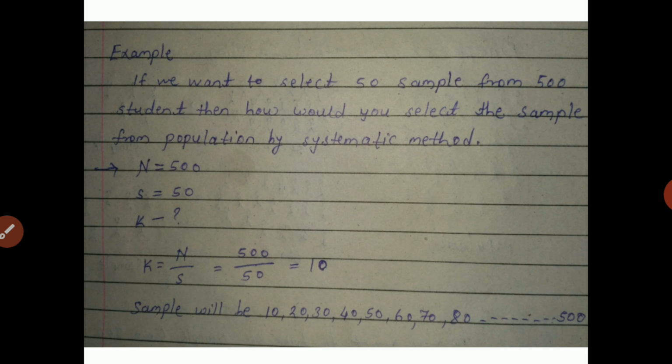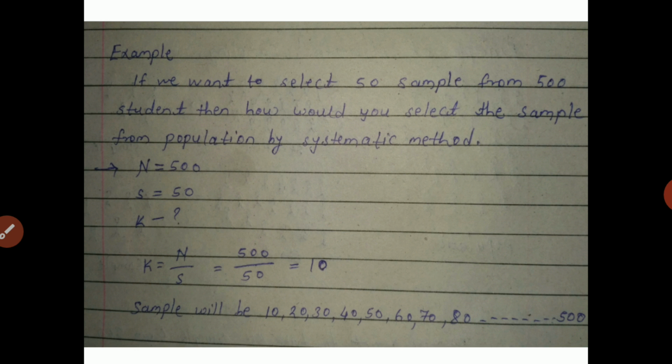Then we have another example of systematic sampling. If we want to select a sample of 50 from 500 students, how would you select the sample from the population by the systematic method? Again we have to remember this formula, k is equal to capital N divided by S, which is used in calculating systematic random sampling. So again we have the total population, that is 500, and the sample number, that is 50.